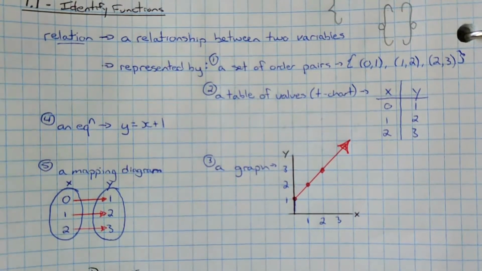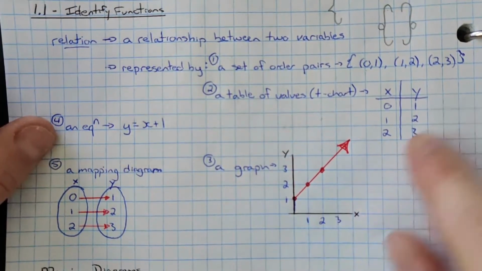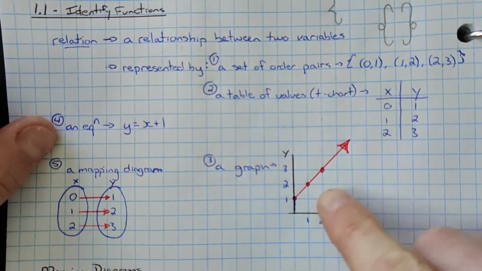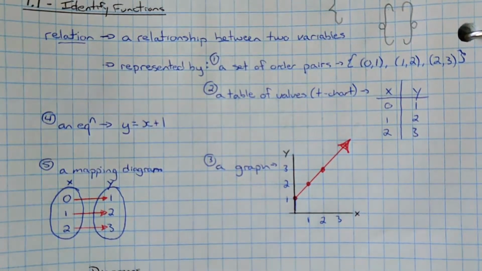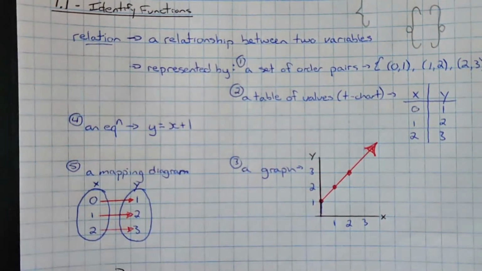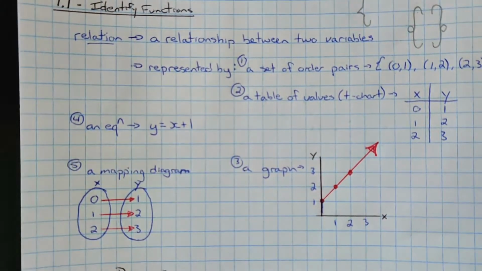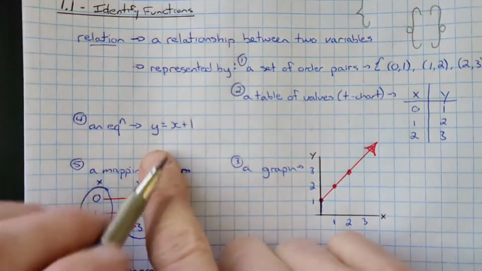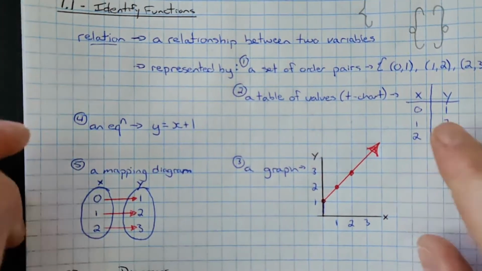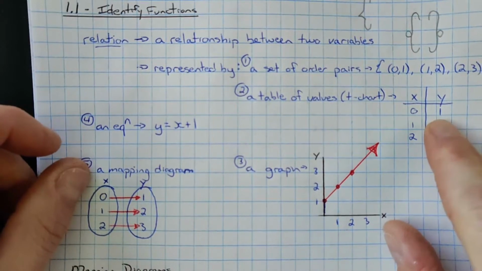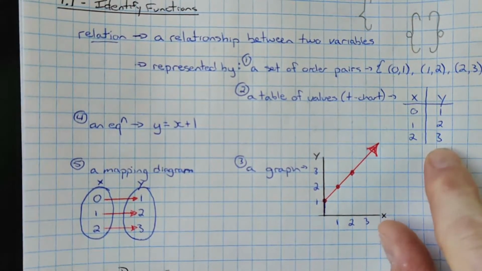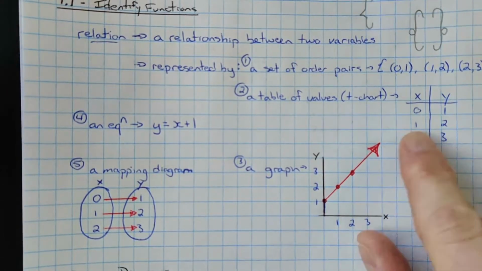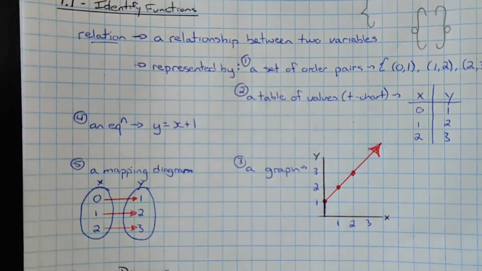We could also plot these on a graph, and in this case, we plot them on the graph: (0, 1), (1, 2), (2, 3). Connect the dots, we get a line. So we got 3 different ways of representing this here. And then, get a little more advanced, we can use an equation where y equals x plus 1. And if we look here, 0 plus 1, 1 plus 1, 2 plus 1. There's our y values. They're just taking the x values and adding 1.